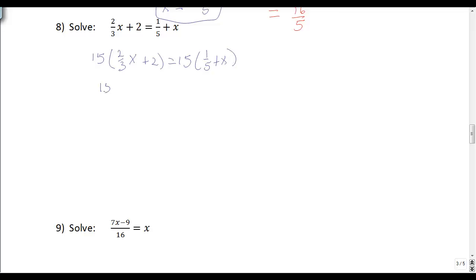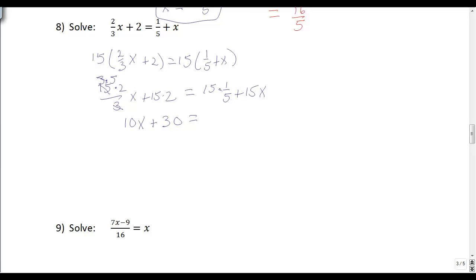So now what I get is 15 times 2 over 3x plus 15 times 2. That 15 distributes to both terms. Here I get 15 times 1/5 plus 15 times x, which I can write just as 15x. Now, what should happen if I pick the correct, or at least a common denominator, is this 3 should cancel out completely with the 15. So the 15 is 3 times 5. The 3's cancel, and I have 5 times 2 is 10x. 15 times 2 is 30.